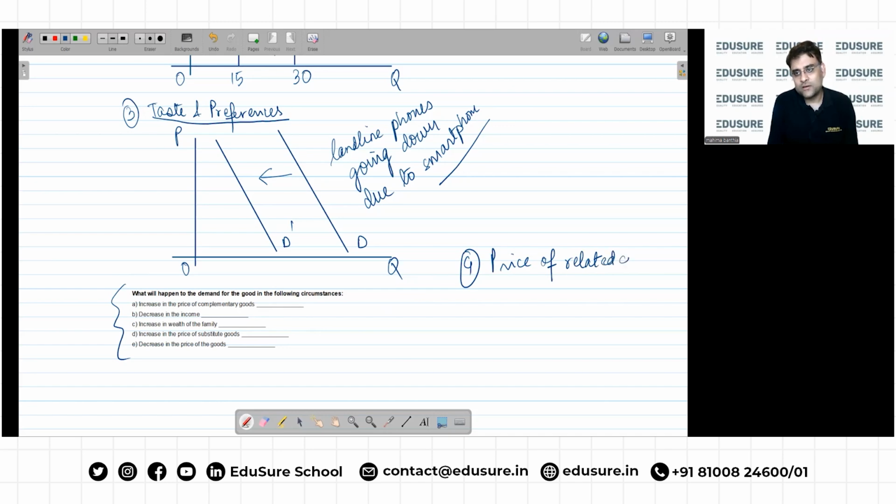So depending on whether the good is a substitute or a complementary good, that is how it will affect the quantity.